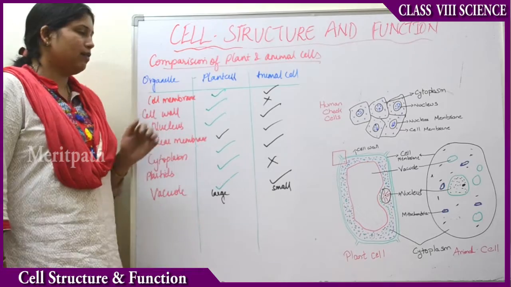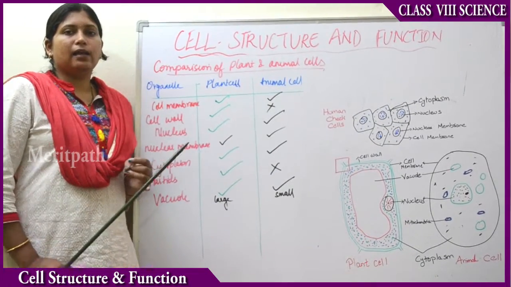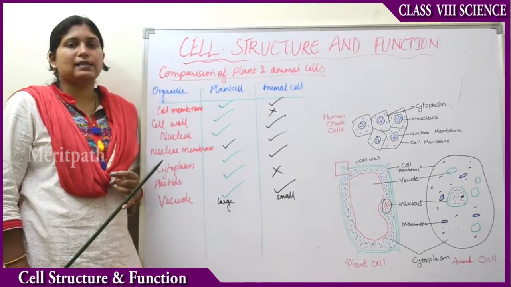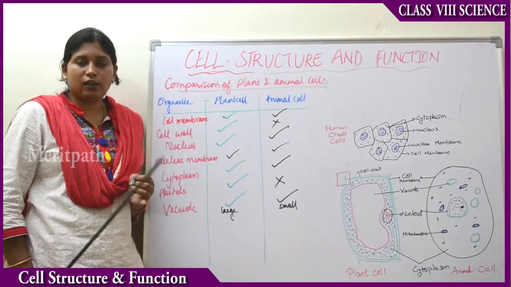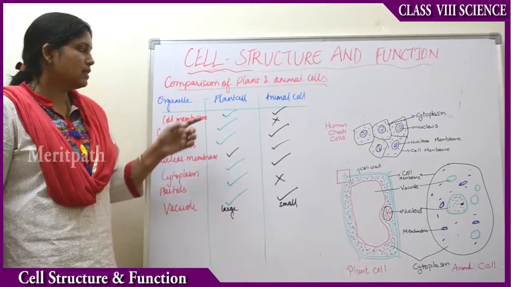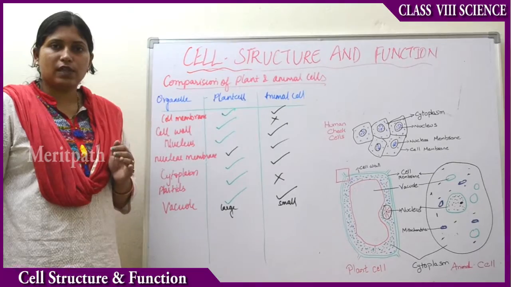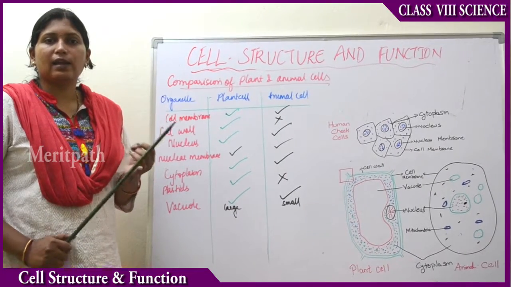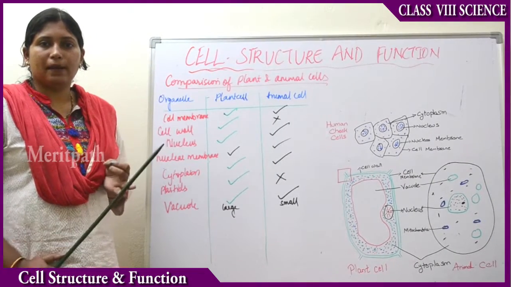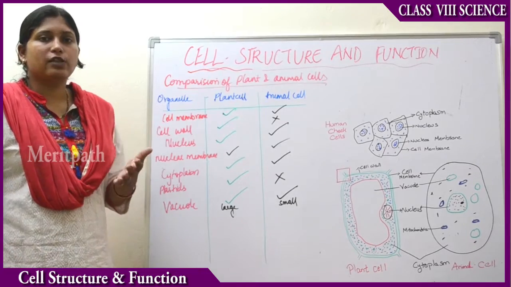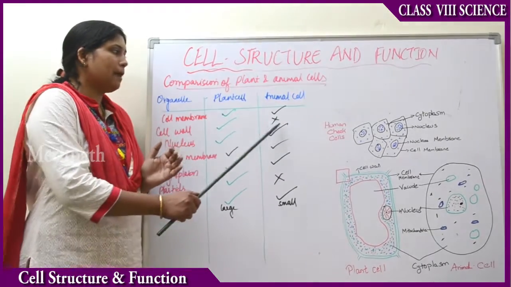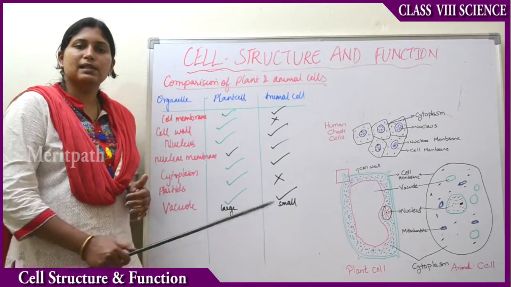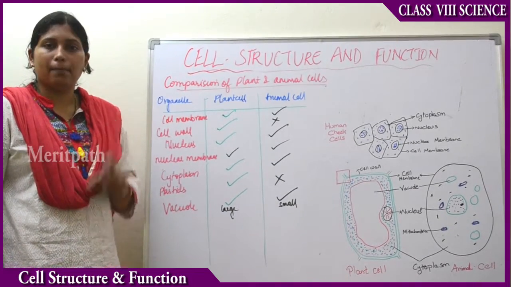Next, coming to the cell wall. A plant cell, in addition to the cell membrane, has an extra outer covering known as the cell wall. The function of the cell wall is protection against high pressure, temperature, wind and moisture. But this cell wall is absent in the animal cell. Animal cell only has a cell membrane.